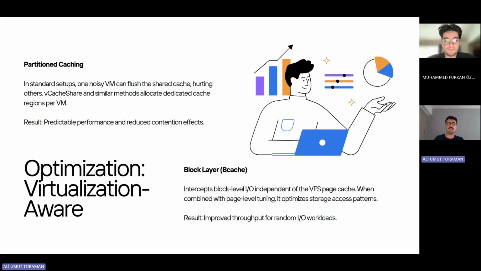Finally, we address the noisy neighbor problem in virtual machines. In a standard setup, one heavy user can flush the cache for everyone else. We use partitioned caching like vCacheShare. This gives every virtual machine its own dedicated slice of the cache. Even if one virtual machine goes crazy with data, your virtual machine remains protected and fast.